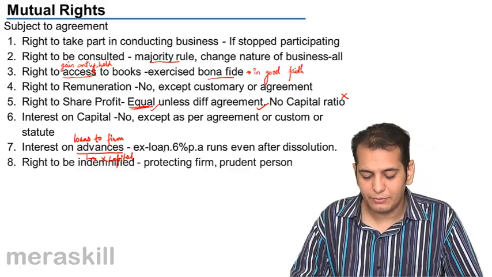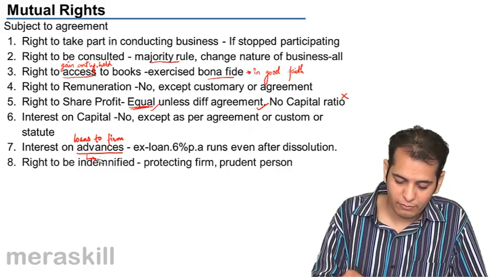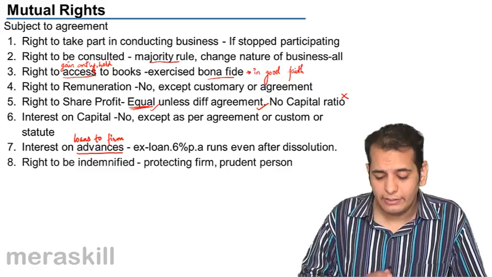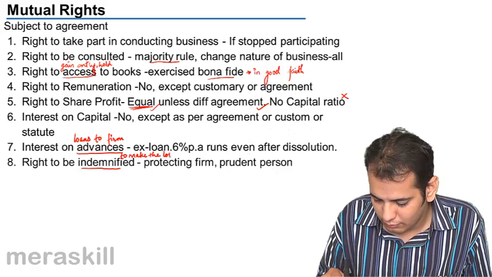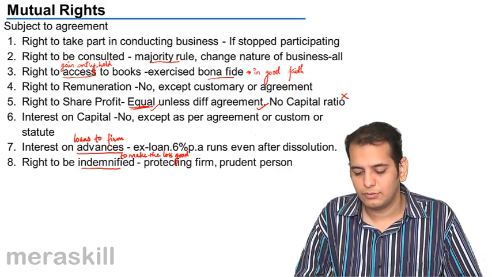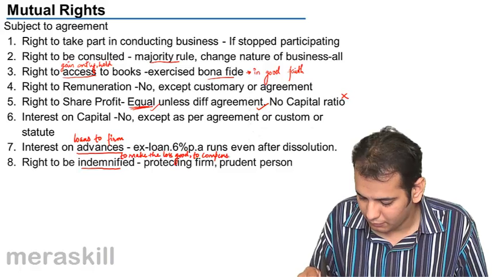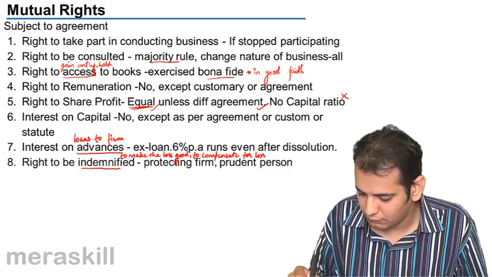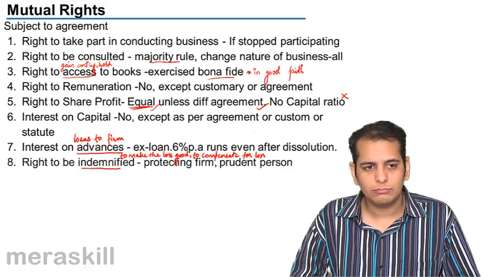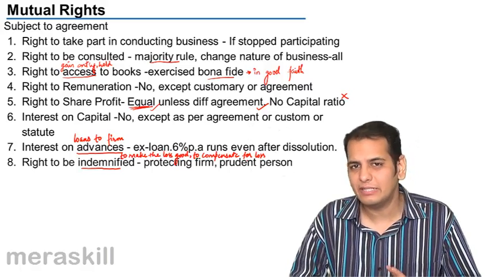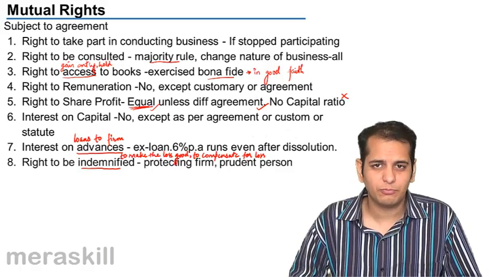The next right is the right to be indemnified. Now, what do you mean by indemnified? We've done this earlier also. Indemnified means to make the loss good, or to compensate for loss. Whatever the loss has happened, you make it good or you compensate for it. Now, on account of the firm, if the partner incurs any loss, then it is his right to get indemnified from the other partners or from the firm.